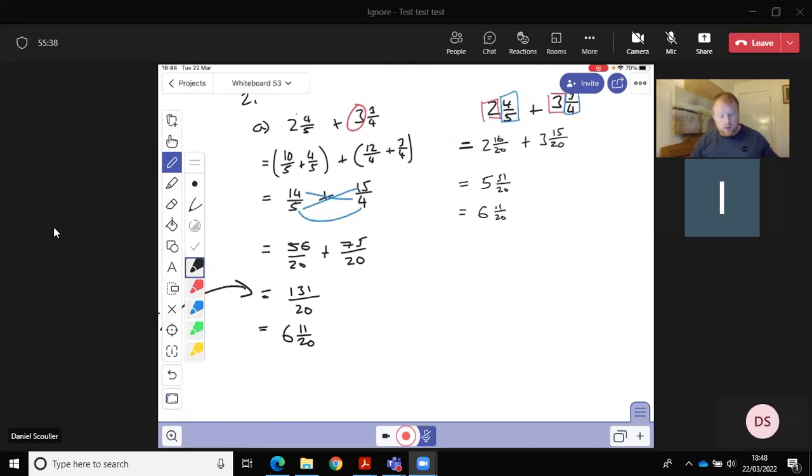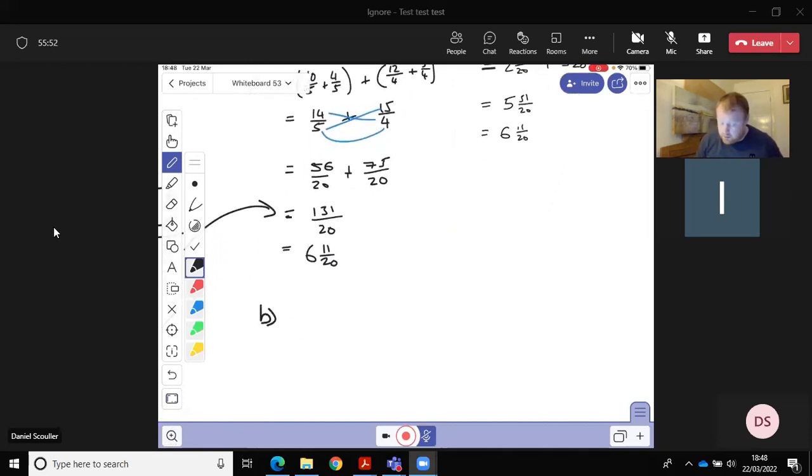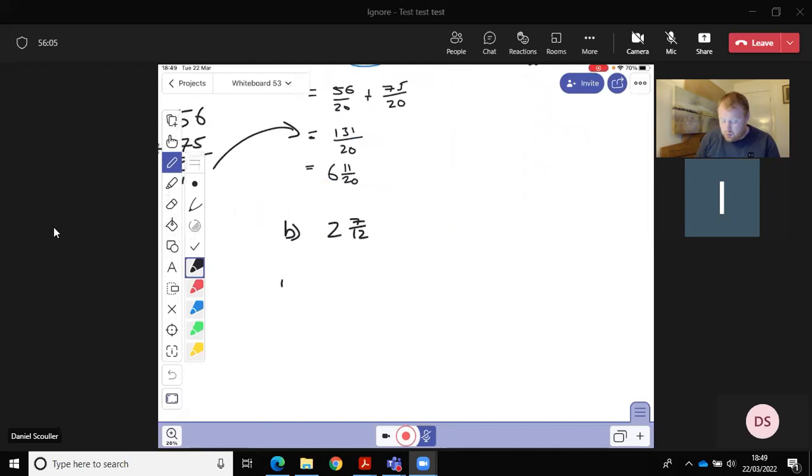Nice one. Okay, part B was the same, but take away. So same process working through that. I got 2 and 7/12. So B, final answer, I got 2 and 7 over 12, and that doesn't simplify down any further. I won't walk through that, I'll just skip forward onto C.